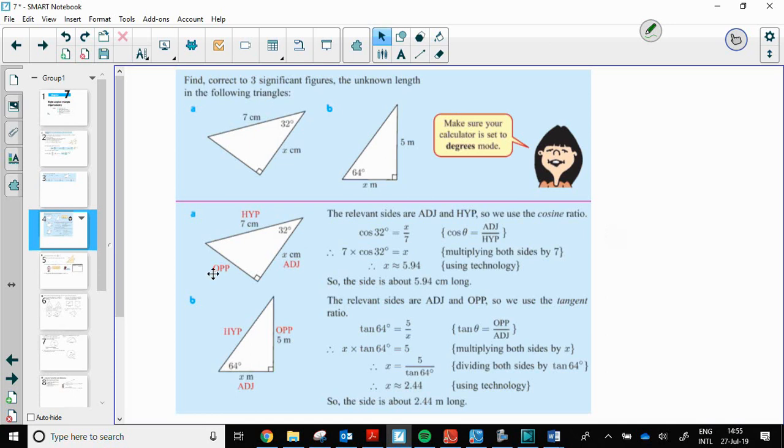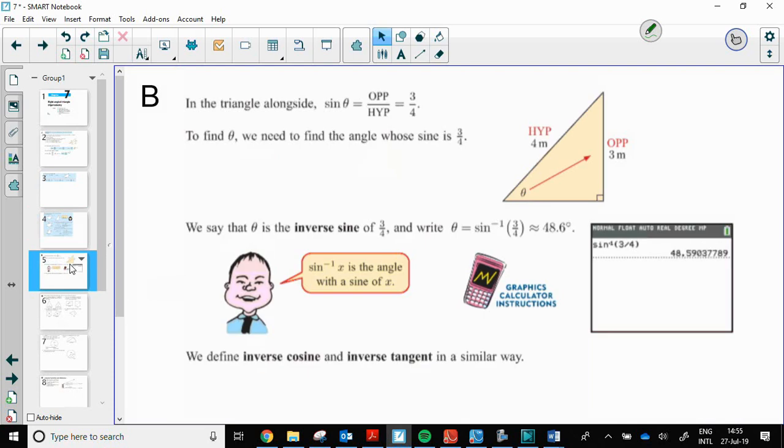Let's move on to section B, which is about using trig ratios to figure out a missing angle when we know two of the sides. In this case, we've got the opposite side and the hypotenuse, so we know that sine is the trig ratio that uses those two. So we've got sine of theta equals 3 over 4, and we need to undo that sine in some way. Now sine's not a number, so we can't divide by sine on both sides. But what we can do is use the inverse function of sine.